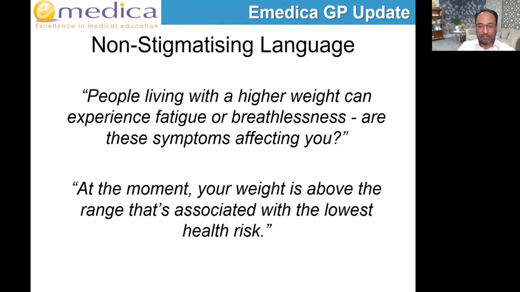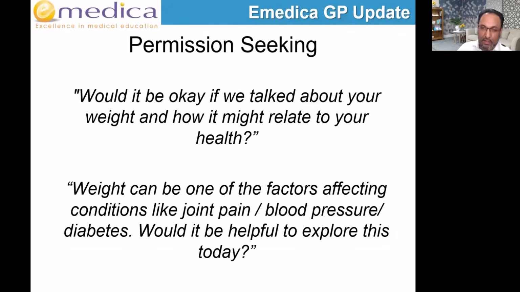For any given height, there's a range of weight that's healthy. Now, at the moment, your weight is above the range that's associated with the lowest health risk, so it's higher than what would be considered a healthy range. Now, that can lead to, and then you can lead back to some of these things. It can lead to things like putting more pressure on your joints. It can increase blood pressure. It can increase your risk of diabetes. Is that something that would be helpful to explore?